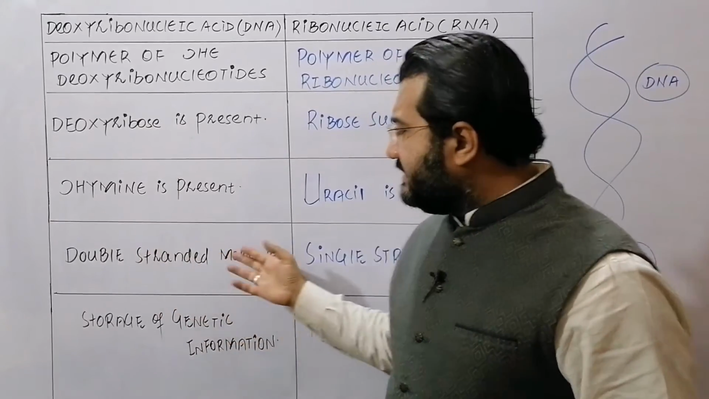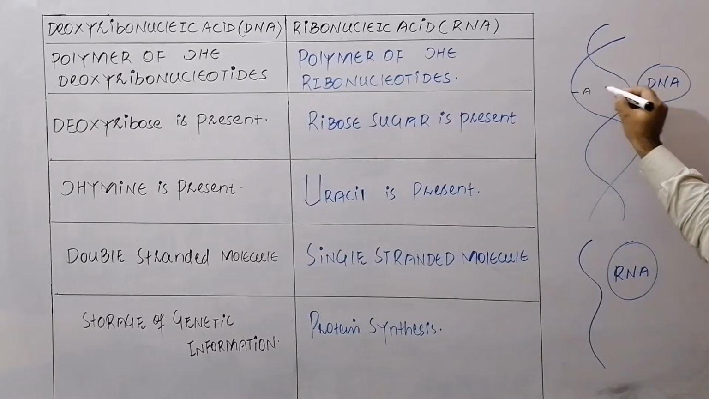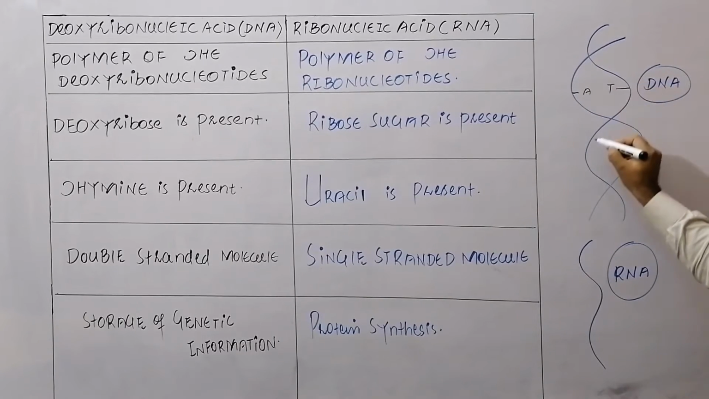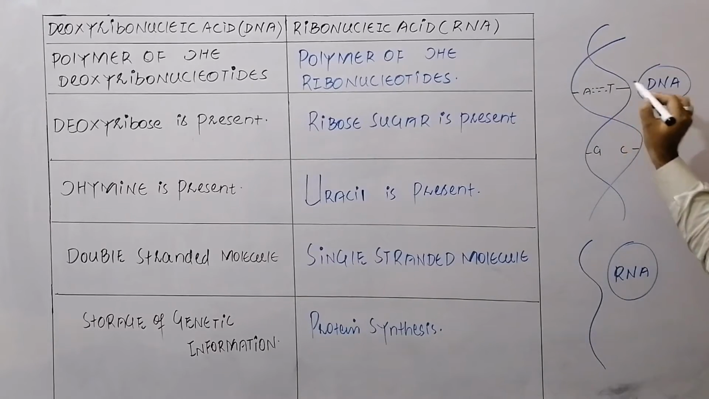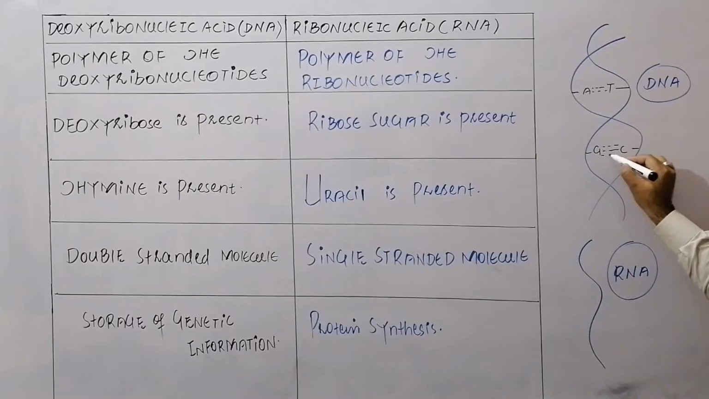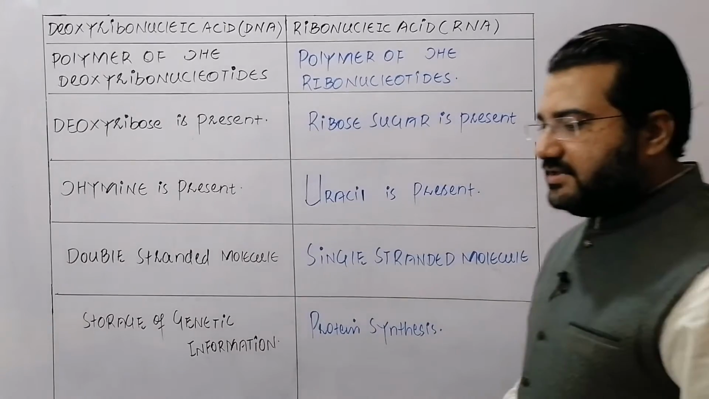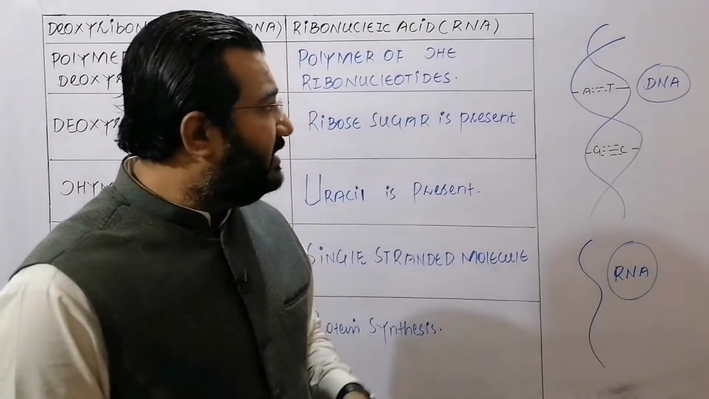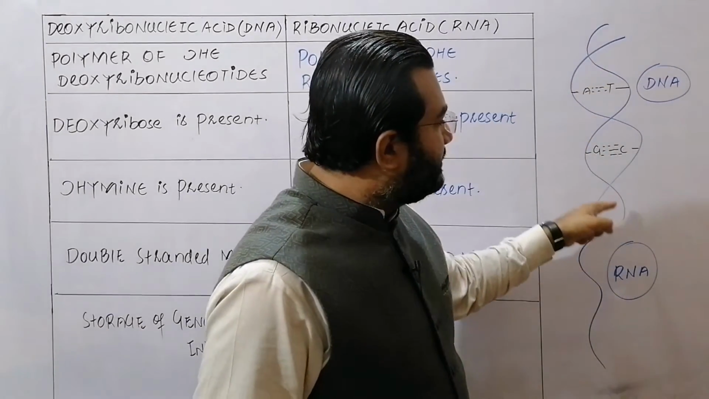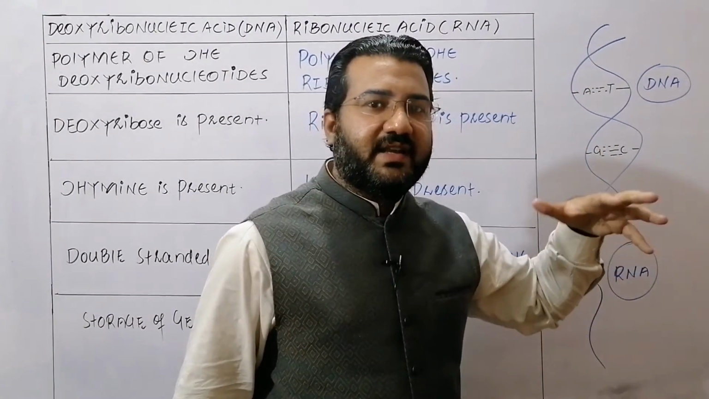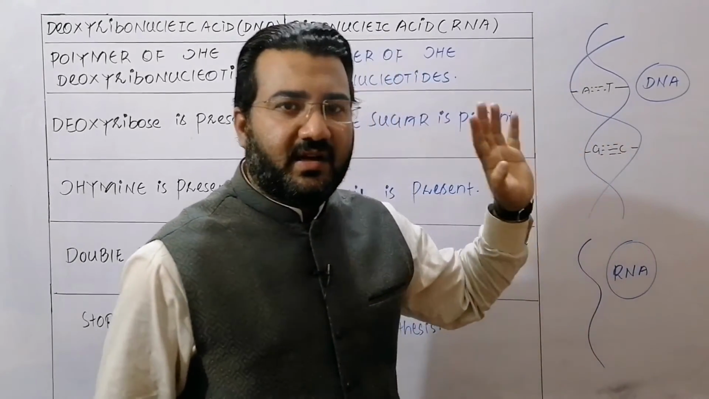DNA is a double-stranded molecule, as it is in front of you, in which adenine is paired with thymine and guanine is paired with cytosine. Adenine and thymine have 2 hydrogen bonds, and guanine and cytosine have 3 hydrogen bonds. And my dear students, the primary structure of the DNA is this polynucleotide strand which is maintained by the phosphodiester linkages, while the secondary structure of the DNA is maintained by the hydrogen bonds.